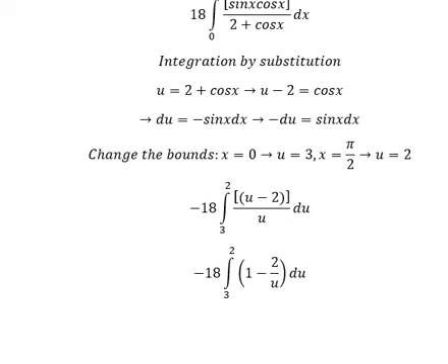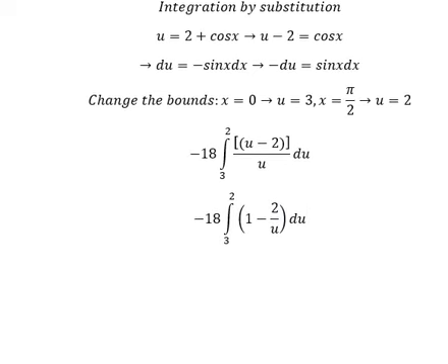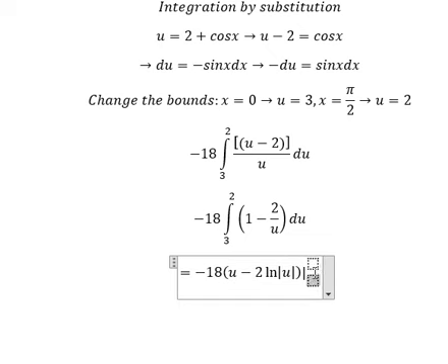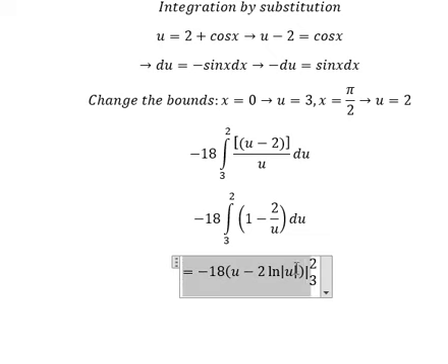And now we have the final answer. The integration of number 1, that is about u. The next one, that is about negative number 2 ln of the absolute value of u. And now we need to put the bounds from number 3 to number 2. And now we have the final answer.